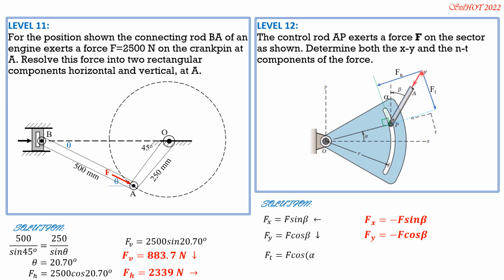So Fn is F sine of quantity alpha plus beta, while Ft, adjacent to alpha and beta, is F cosine of quantity alpha plus beta. That's Ft. Fn, opposite to alpha and beta, is F sine of alpha plus beta. Both are positive because they are in the direction of the normal and the tangential axis. So that's it for this problem.